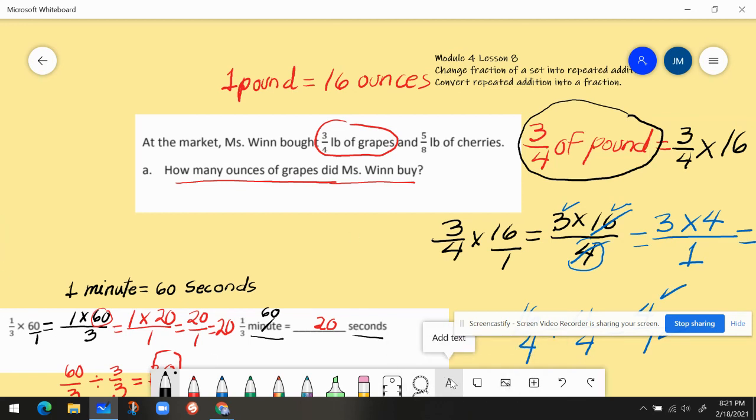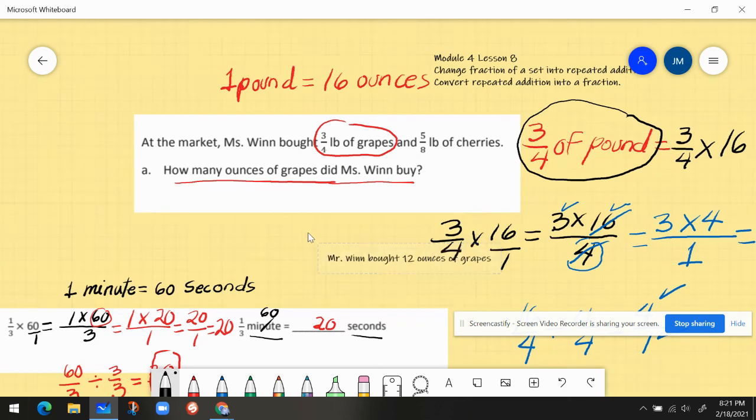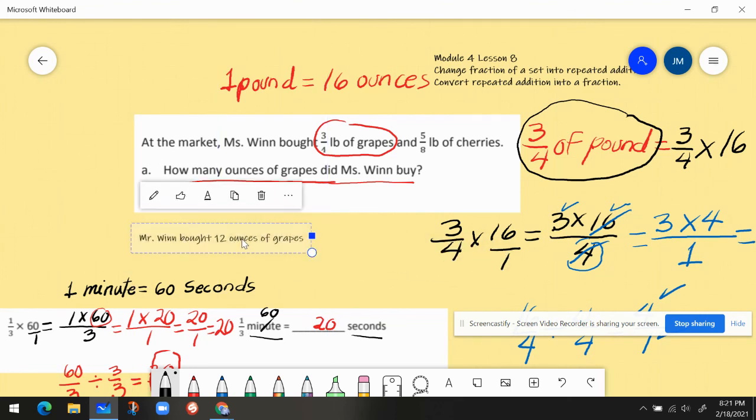We're going to write it down. We're going to use the text and write, Mr. Wayne bought 12 ounces of grapes. All right. So now we have the answer here, and we expressed it in word form. And I'm going to enlarge that a little more so you can see it better.